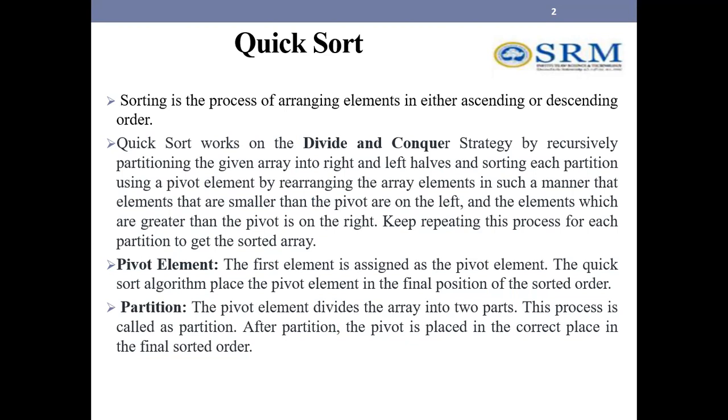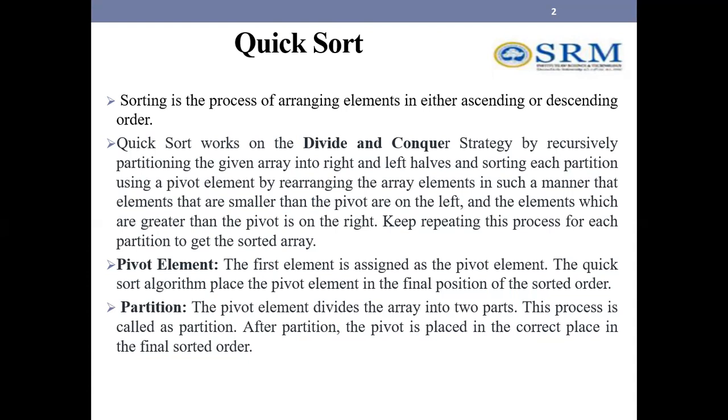By recursively partitioning the given array into right and left halves and sorting each partition using a pivot element, by rearranging the array elements in such a manner that elements that are smaller than the pivot are on the left and the elements which are greater than the pivot are on the right. Keep repeating this process for each partition to get the sorted array.